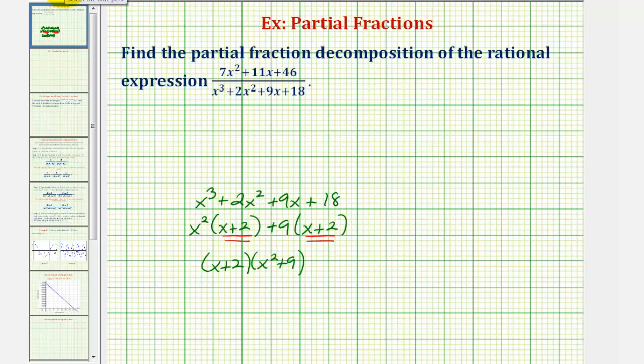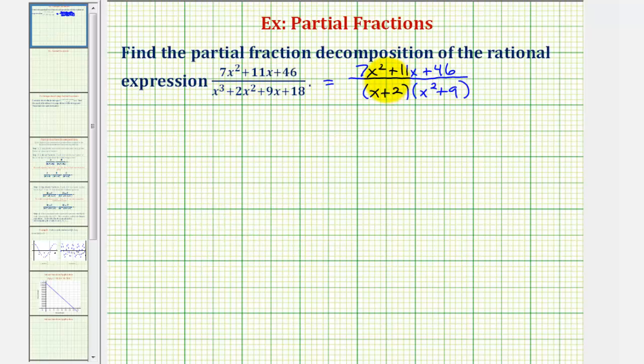So the given rational expression is equivalent to the same numerator, and now the denominator in factored form would be the quantity x plus 2 times the quantity x squared plus 9. So notice how we have a linear factor and a quadratic factor, which help us determine the partial fraction decomposition. Again, the given rational expression with the factored denominator would be equal to the sum of 2 rational expressions, where the first denominator would be the linear factor of x plus 2, and the second fraction would have a denominator of x squared plus 9.